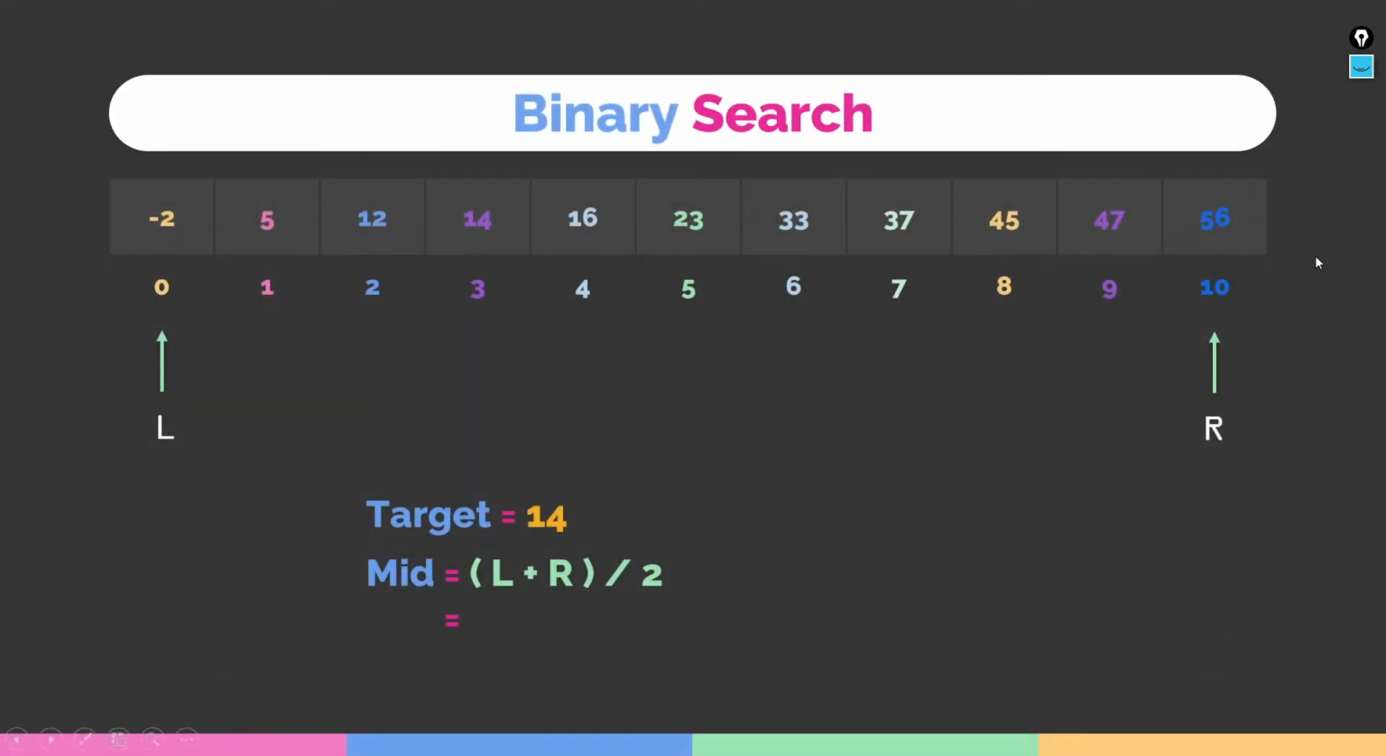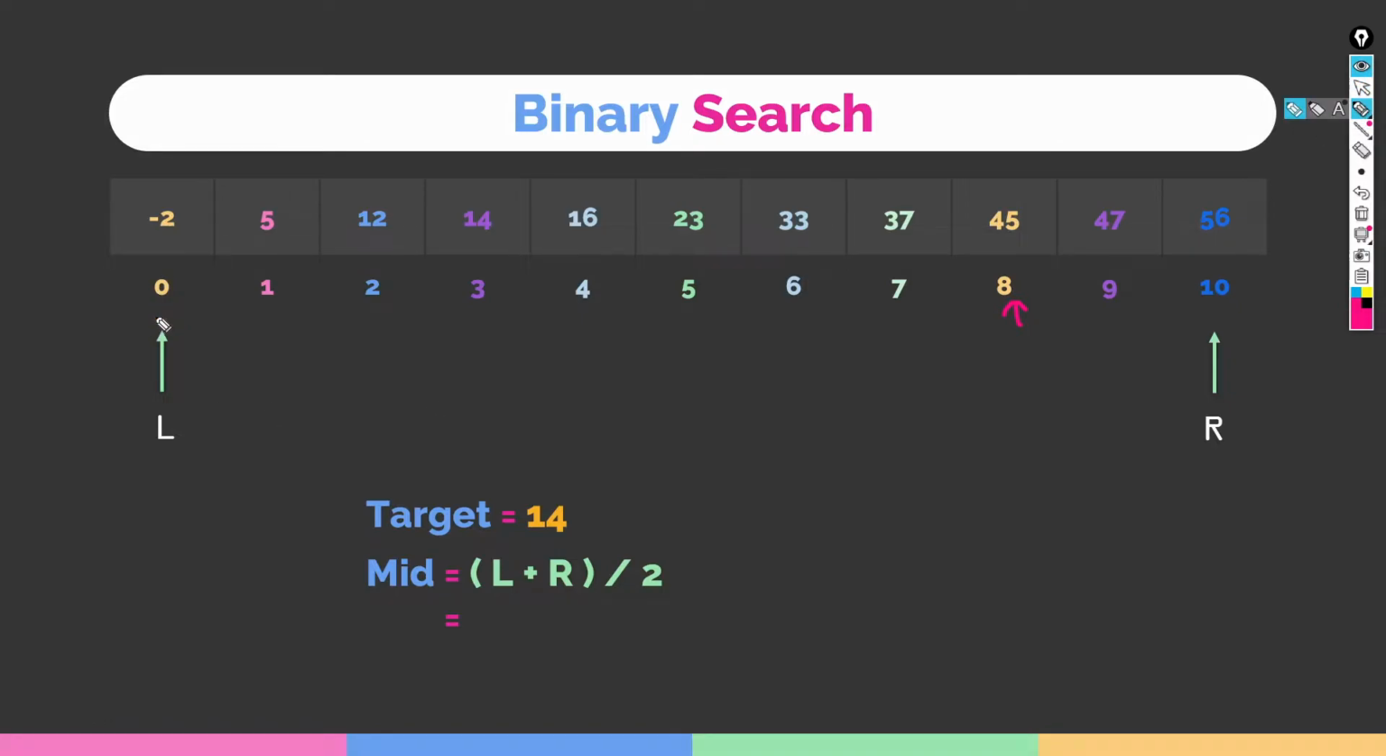Now let's see how binary search works. For binary search, we'll need an array which must be sorted. This is the prerequisite of binary search. The array must be sorted, and we'll need two pointers, left and right, and we'll try to find some value. In the first case we're going to find 14, and every time we'll find the mid value. So let's start our binary search.